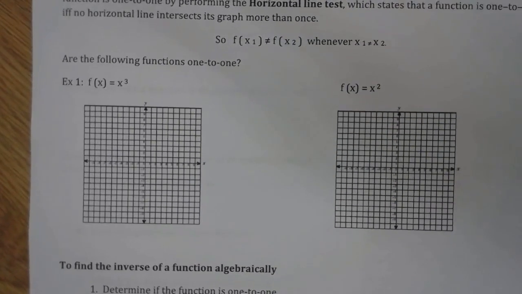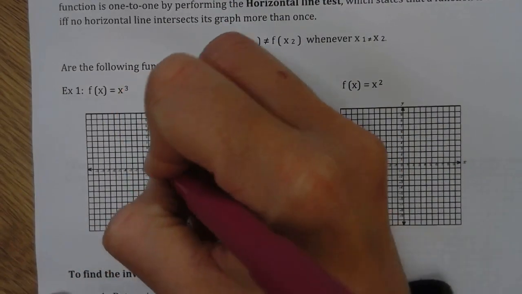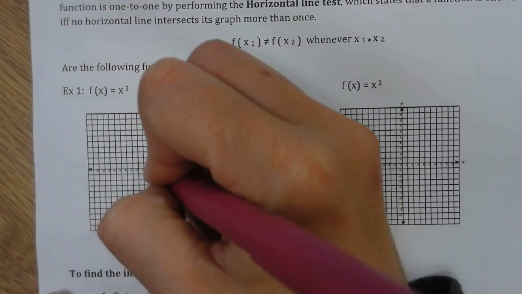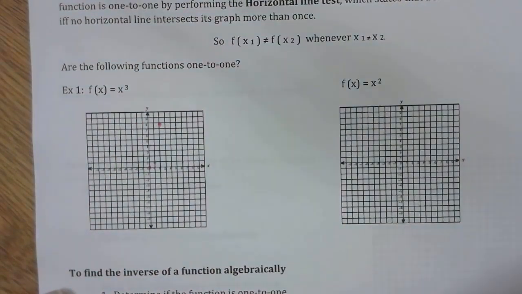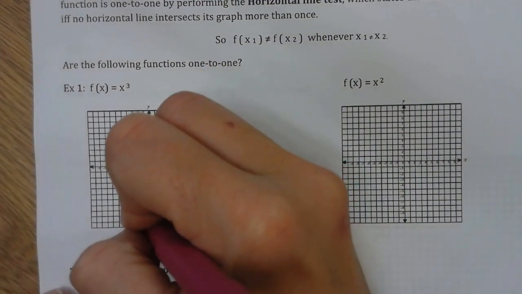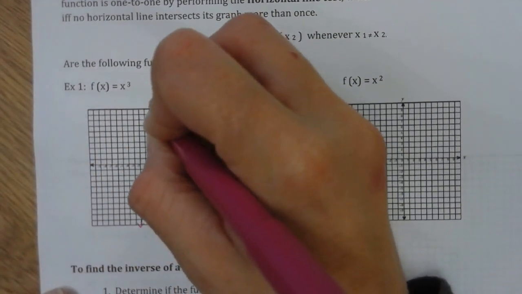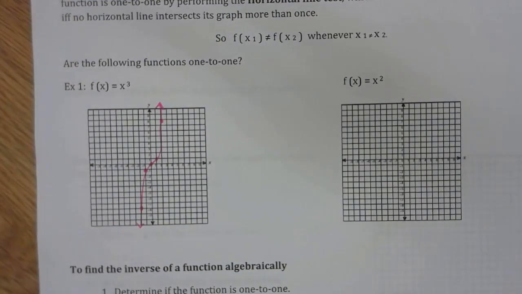So we have the two functions, x cubed and x squared. So the cubic function is an odd function, which means its end behavior is in opposite directions. It goes through (0, 0), (1, 1), (2, 8), etc. It goes through (-1, -1), (-2, -8). So x cubed is in fact 1-to-1.